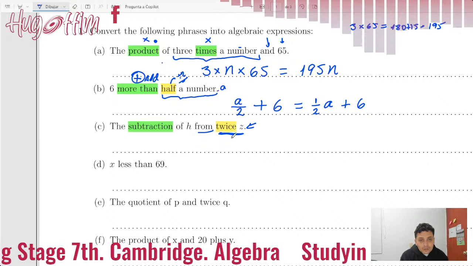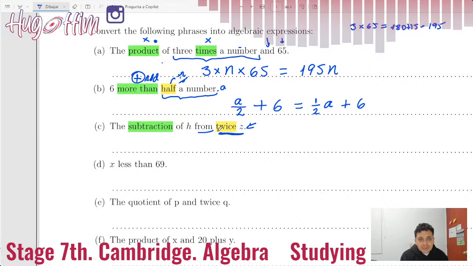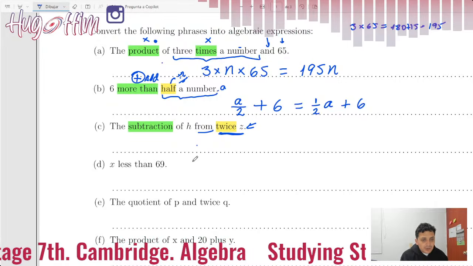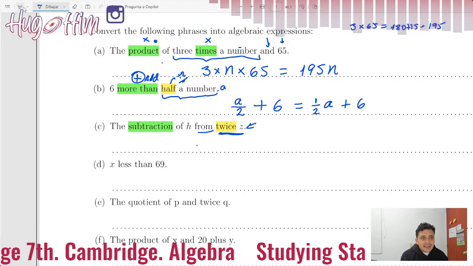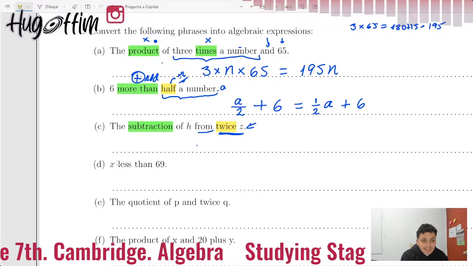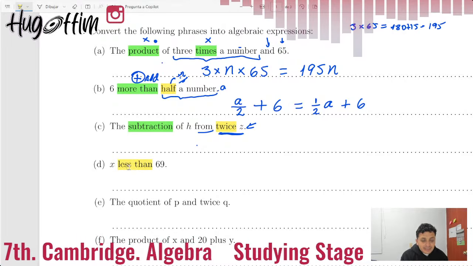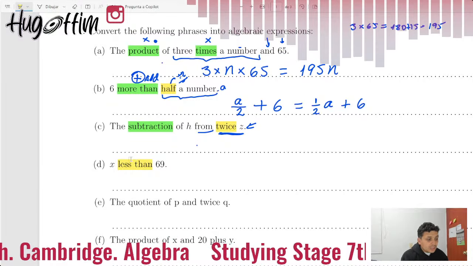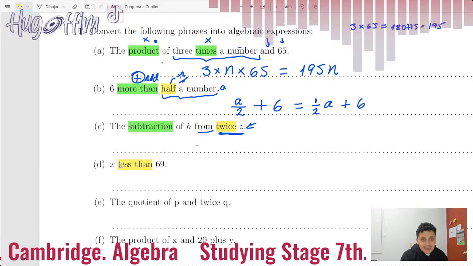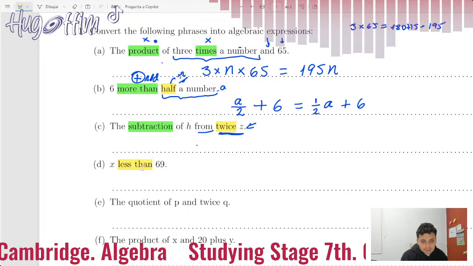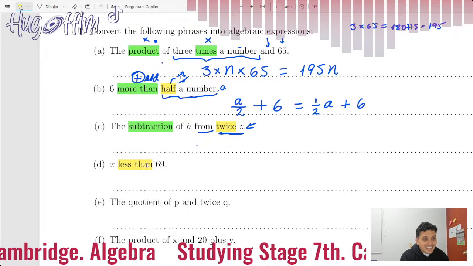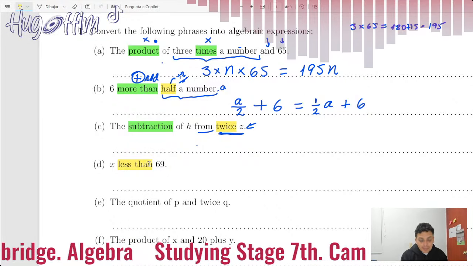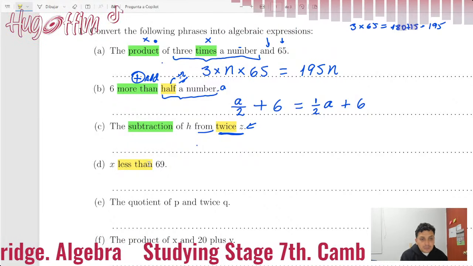This is the one I'm going to take the subtraction from. So I need to put first twice z and then the h. This is how you can do it. In the case of x less than, it means subtraction, right? So it will be 69 subtracted x, okay? Because it says less than. Just remember that when it says less than, we're talking about this operation.